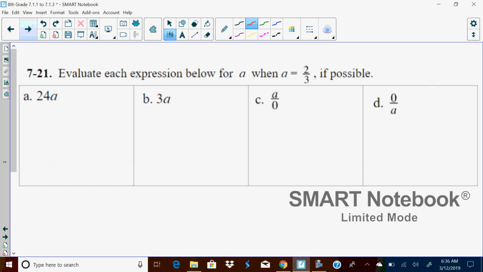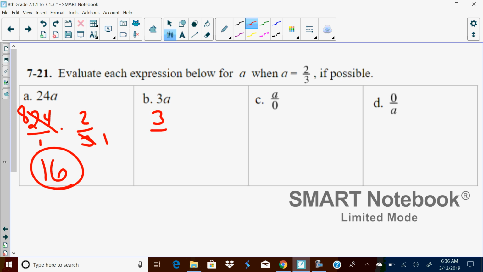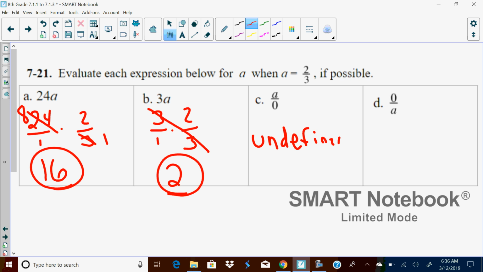Problem 21, evaluate. So 24 over 1 times 2 over 3. I reduced. 3 goes into 24 8 times. 8 times 2 is 16. Times 2 over 3, the 3's cancel out. I get 2 left. C, I don't have to plug in. Anything divided by 0 is undefined, and 0 divided by anything is 0.